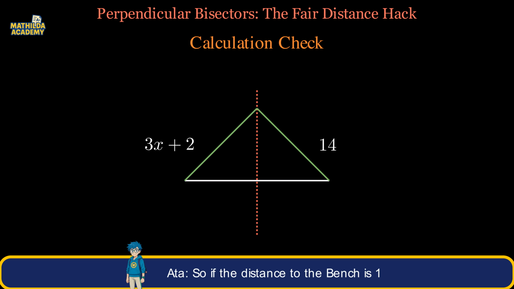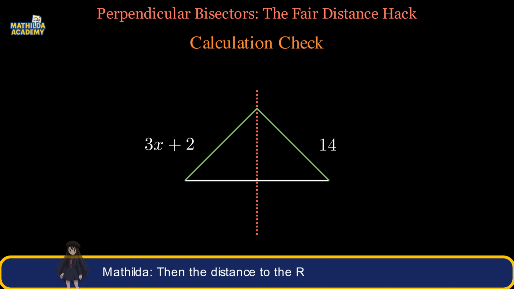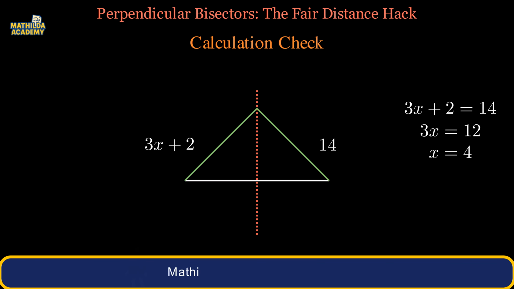So if the distance to the bench is 14, then the distance to the ramp, 3x plus 2, must also be 14. Exactly. X equals 4 solves the equality.